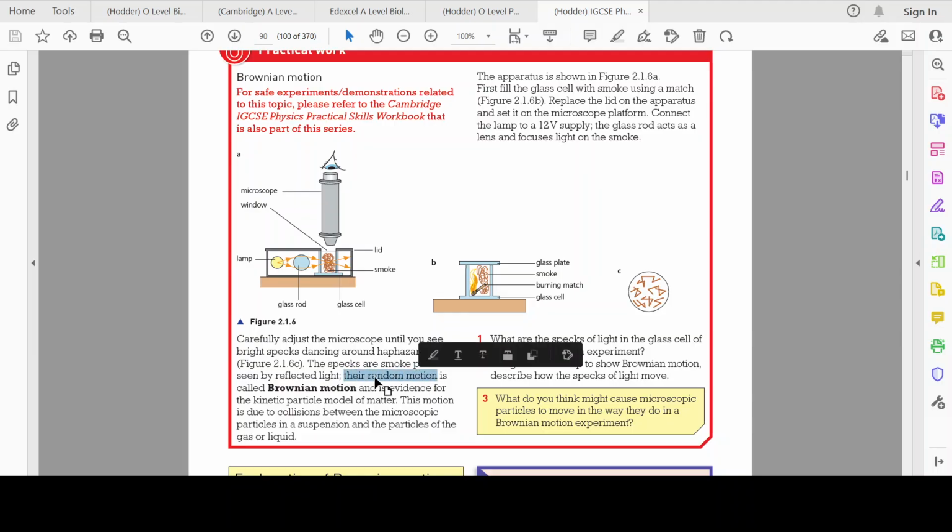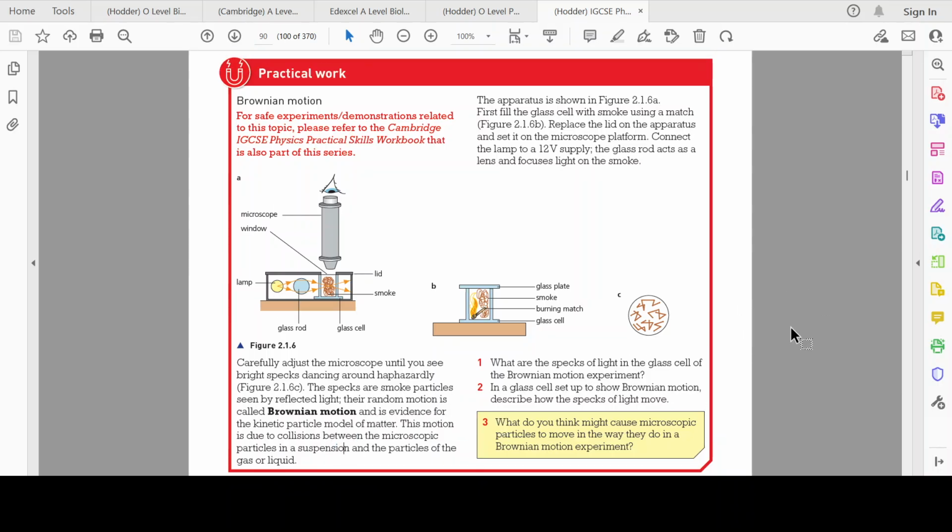The random motion is called Brownian motion and is evidence for the kinetic particle model of matter. This motion is due to collisions between the microscopic particles in a suspension and the particles of a gas or liquid. So basically the smoke particles and the air particles colliding, as we've gone over already.